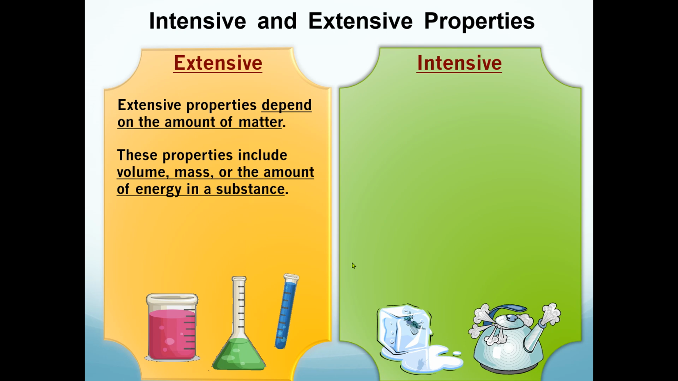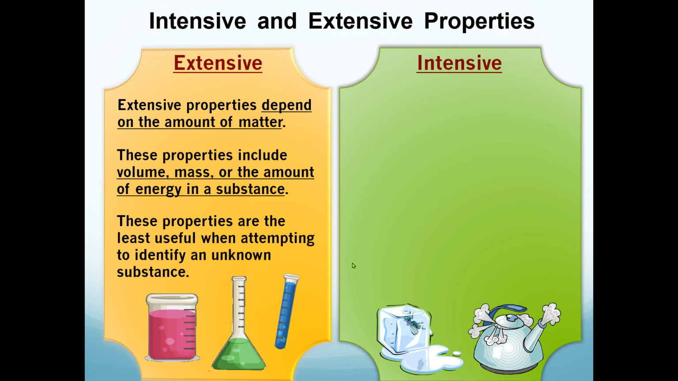If we have a great amount of matter, our volume will increase, our mass will increase, the amount of energy that's in it is going to increase or decrease. And that is all dependent on the amount of matter. These properties are not very useful when attempting to identify a substance. Well, we just can't, because the mass can change, the volume can change, and it can change from day to day. So these are just external qualities.